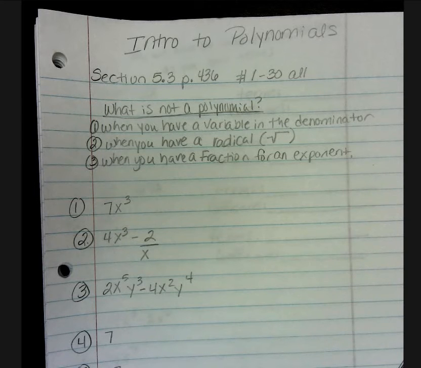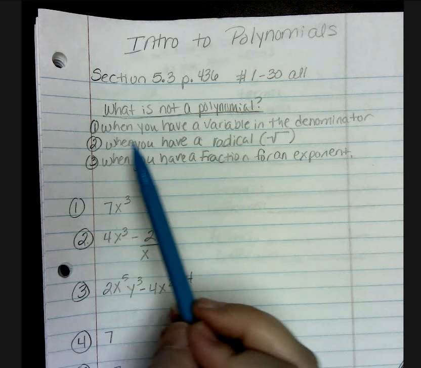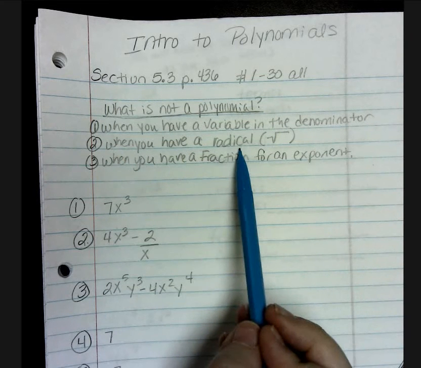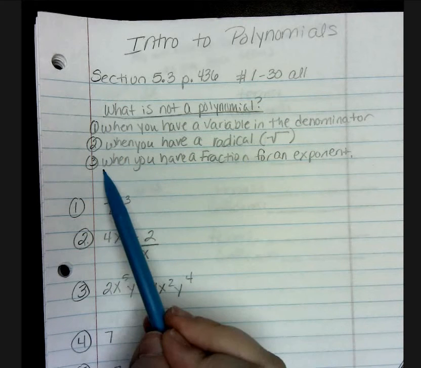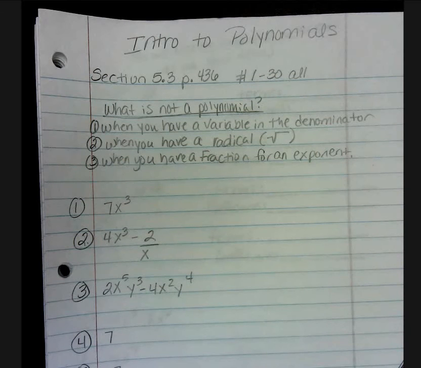Poly meaning many, nomial meaning terms, so many terms, but there are a couple of exclusions there. It is not a polynomial when you have a variable in the denominator. It is not a polynomial when you have a radical anywhere in the problem, and a radical is that square root sign. And it is not a polynomial when you have a fraction for an exponent. So let's look at numbers 1 through 8. They're asking us which expressions are polynomials.